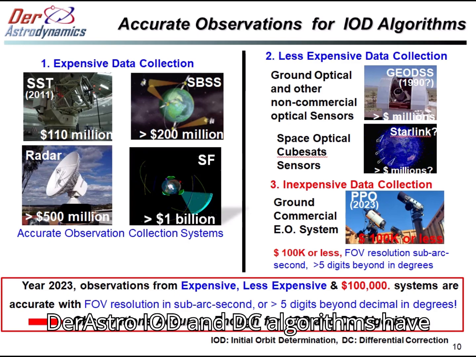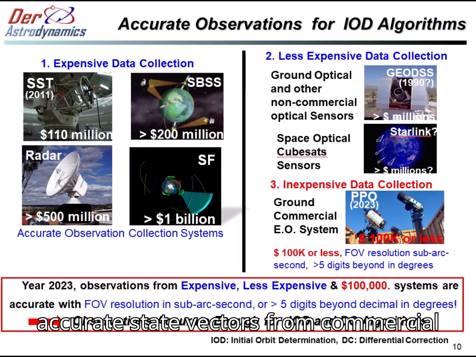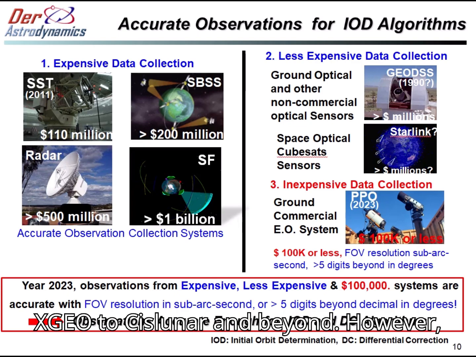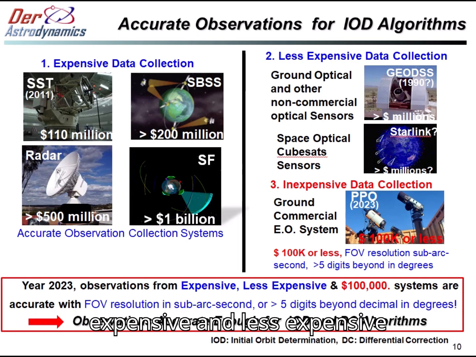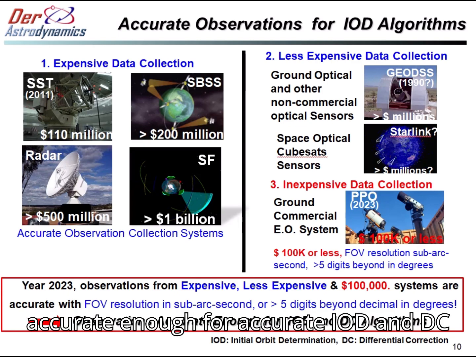The ASTRO IOD and DC algorithms have been able to deduce consistently accurate state vectors from commercial optical systems using real-world observations from LEO to GEO, ex-GEO to cislunar and beyond. However, expensive and less expensive systems are needed and useful for precision applications. In general, given a reasonable optical observation time span, observations that are greater than 5 digits beyond the decimal in degrees are accurate enough for accurate IOD and DC algorithms.